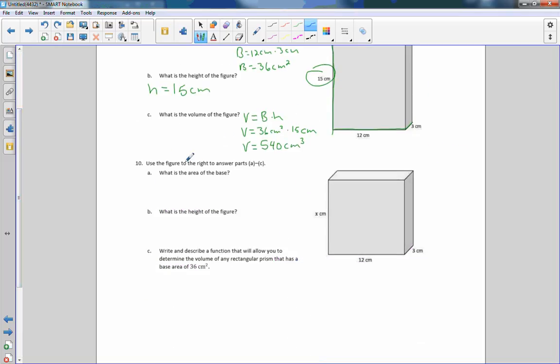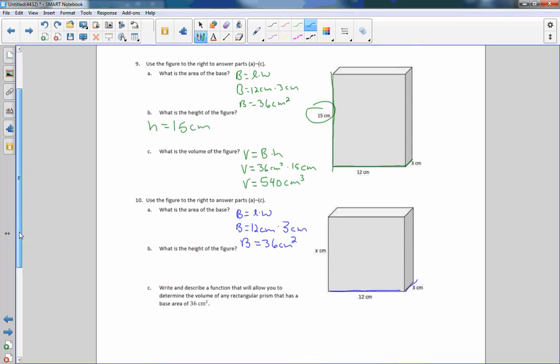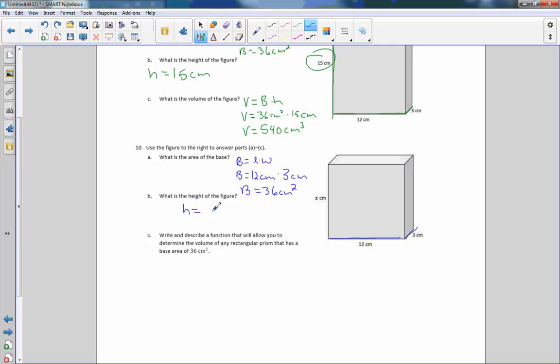Use the figure to the right to answer A through C. What's the area of the base? The area of the base equals length times width. Substitute length, 12 centimeters, times the width, 3 centimeters. So the base is 36 centimeters squared. 36 centimeters squared. What is the height of the figure? H equals right here, and it's x cm.